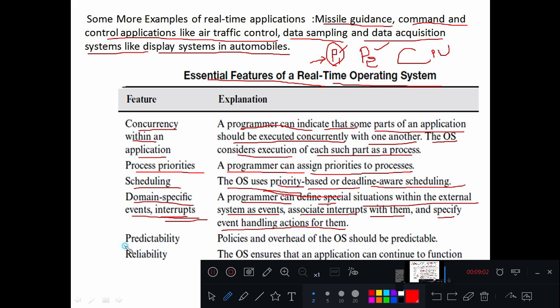Next, predictability. Predictability means guessing. Policies and the overhead of the OS should be predictable, right? So the overhead of the OS has to be predictable by the user. Next, the last one, reliability. The last feature of the real-time operating system is reliability.